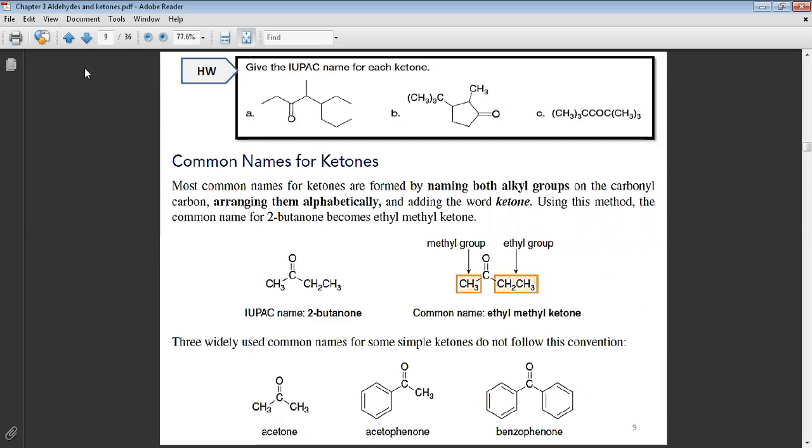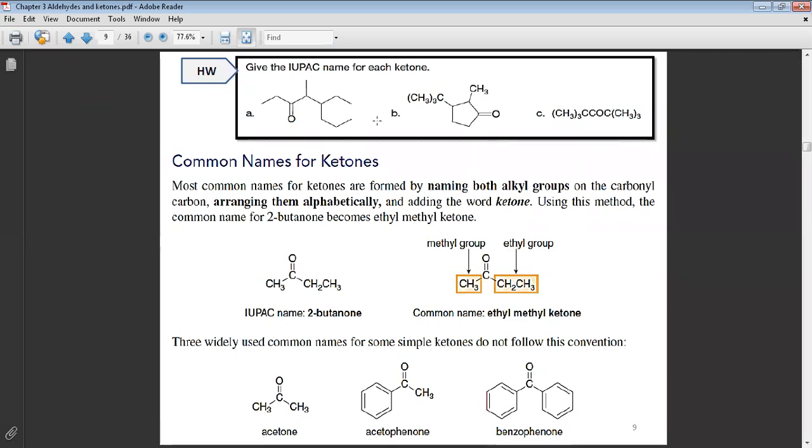Okay. Look, the homework, this is for you. Give the IUPAC name for each ketone. You have these ketones, okay? Write the structures and give the name. Okay, write the name for this compound. This is for you.